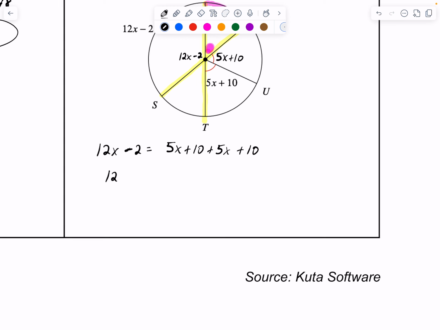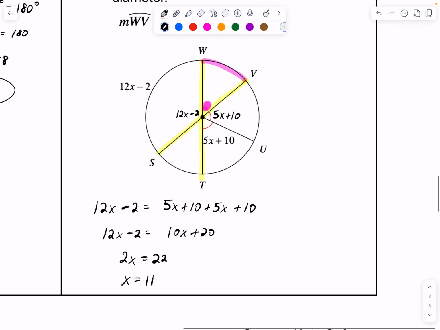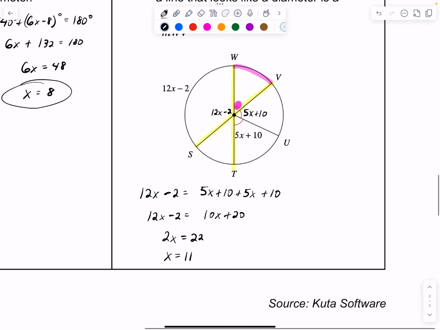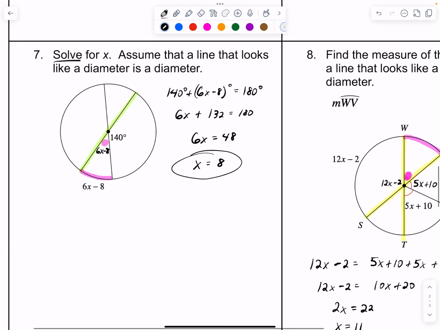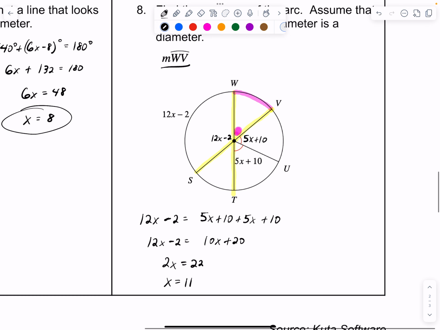All right, so go ahead and combine like terms over here to get 10x plus 20. I'm going to move the 10x to the other side with subtraction. 12x minus 10x gives me 2x. Move the minus 2 over with addition. That gives me 22. So x equals 11. Now we're not finished, right? With number 7, it just said solve for x. But this one says we need to find the measure of arc WV.